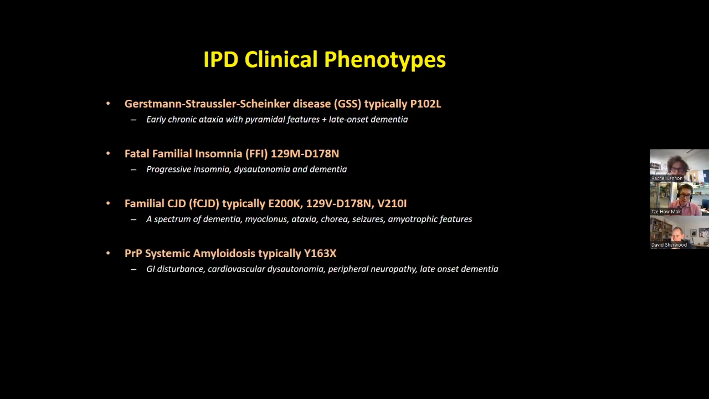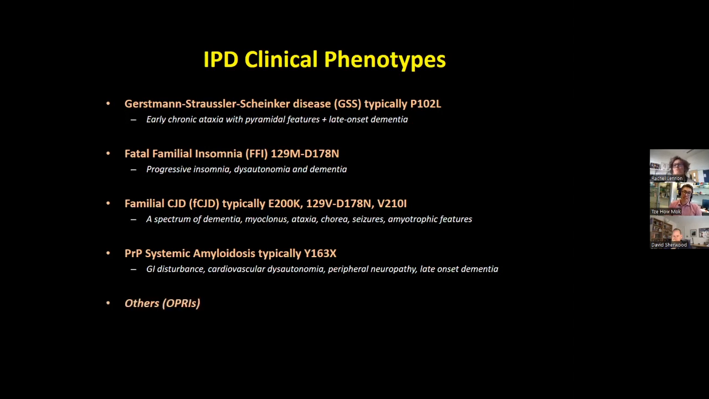But more recently, we've characterized a different type of inherited prion disease that presents with peripheral amyloidosis. This is a truncation mutation that causes an anchorless prion protein, which has the propensity to form amyloid, and it can be deposited in multiple organs. These patients can have chronic diarrhea for decades, followed by dysautonomia and peripheral neuropathy before developing dementia. So some of them could be lingering in GI clinics somewhere in the country.